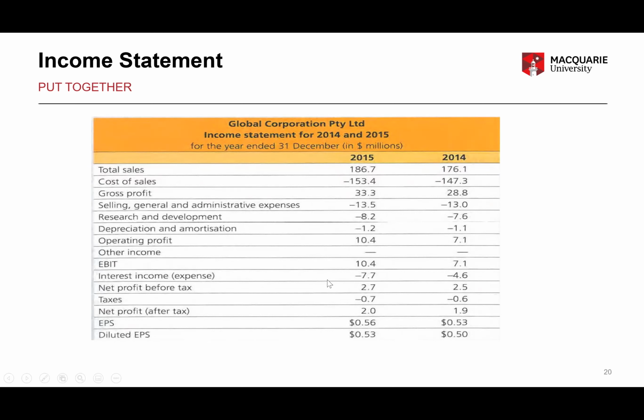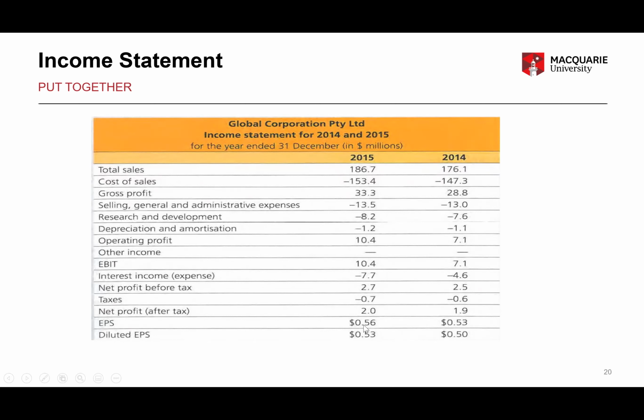Then we subtract our interest expense. Often this is net interest, so there might be interest income minus expenses. And that gives us our net profit before tax. Then we calculate our tax, which in Australia would be 30% of the net profit, and that would then give us our net profit after tax. We have our earnings per share. Now, we're mainly interested in the basic earnings per share. So remember, that was the net profit divided by number of shares.